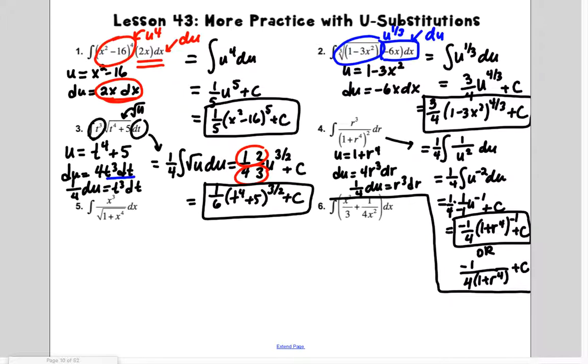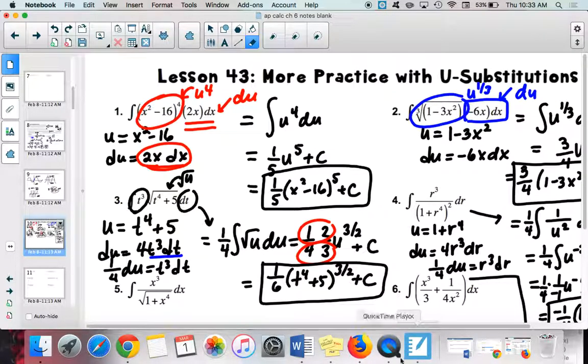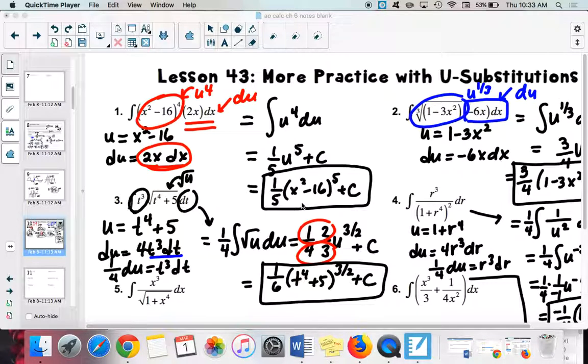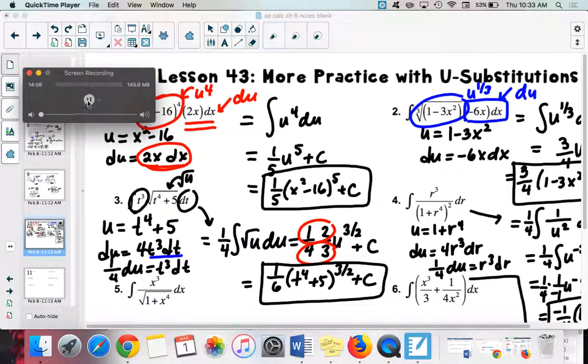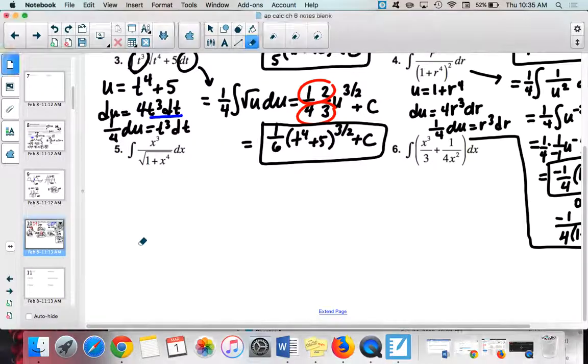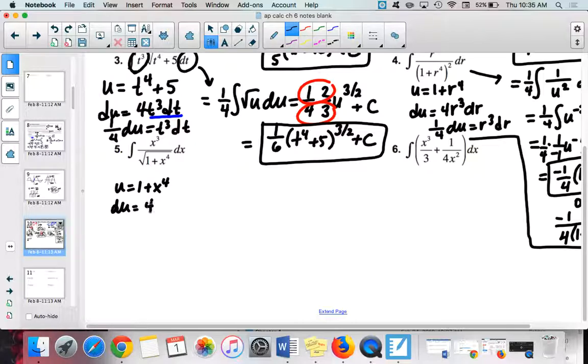Okay. So how about you guys try number 5? All right, so as I'm walking around, it looks like you guys are getting it. So you should have u equals 1 plus x to the fourth. du is 4x cubed dx.